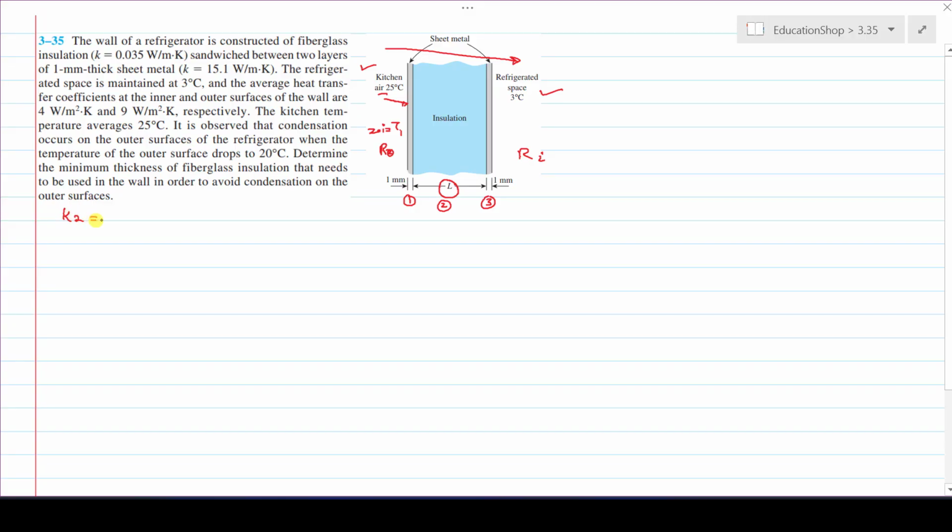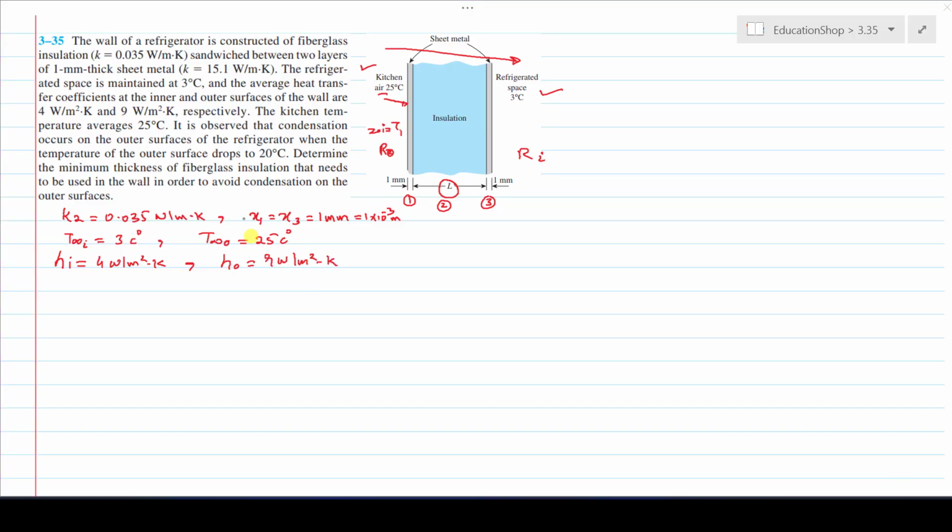The thermal conductivity of the insulation is 0.035 watt per meter Kelvin. The thickness of the first sheet and second sheet is x1 equal to x3, that is 1 millimeter, or in other words 1 multiplied by 10 to the power minus 3 meter. The inside temperature is 3 centigrade and the outside temperature is 25 centigrade. The inner convection heat transfer coefficient is 4 watt per meter square Kelvin, and the outside is 9 watt per meter square Kelvin.